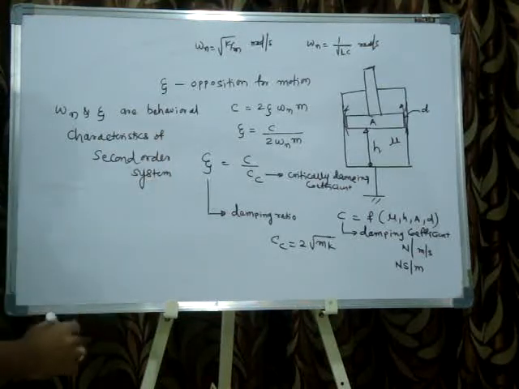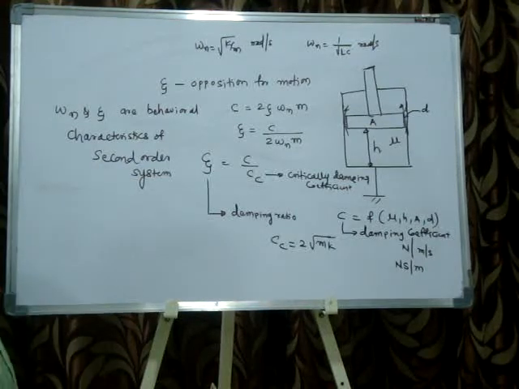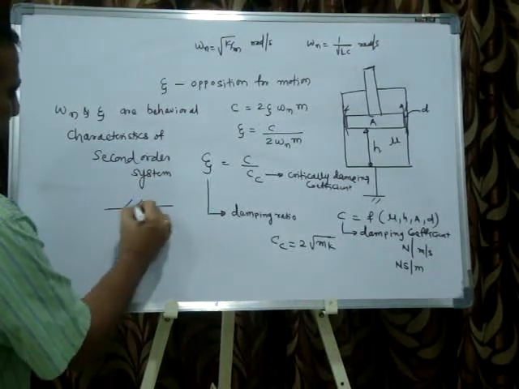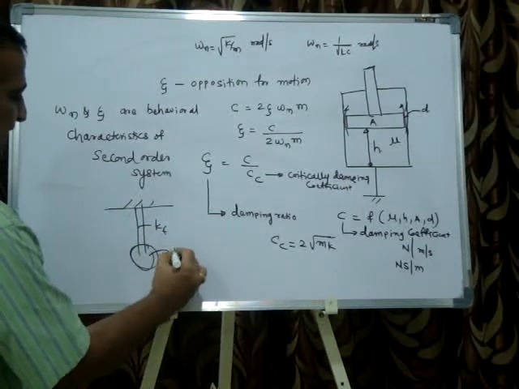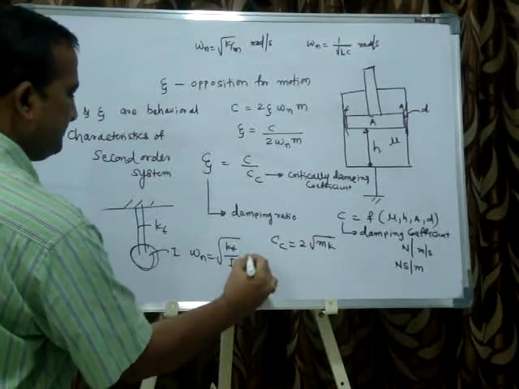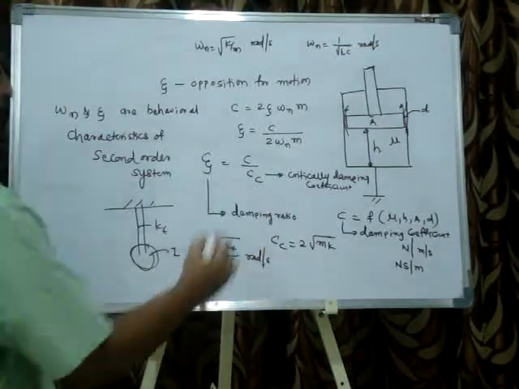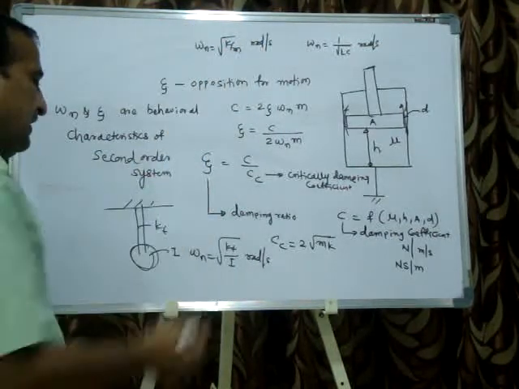So omega n and zeta are very important. Omega n is root k by m. Otherwise, how are you calculating omega n? If it is a torsional system, with kT and I, then omega n is equal to root of kT divided by I, radian per second. If it is a linear spring, then omega n is equal to root k by m.